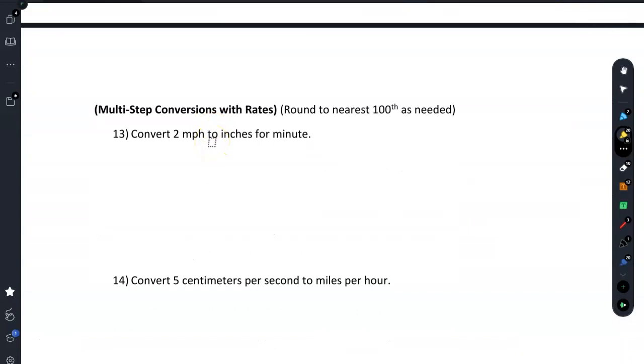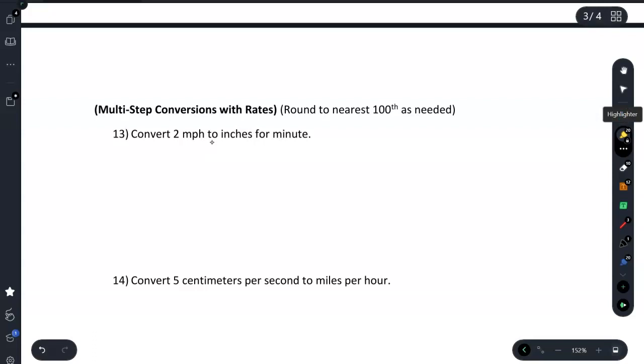All right. So the next section we're going to look at is multi-step conversions with rates. So you'll see this if you see any type of rate, and in this case, the most common rate that we talk about in the United States is miles per hour. So the initial setup to this one's a little bit different because we have 2 units of measure, but after that, the process is the same.